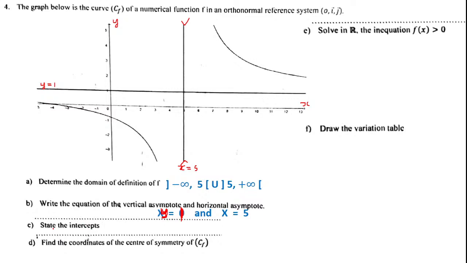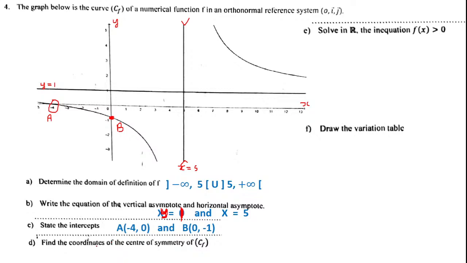Then here they say we should state the intercepts. So let us look at the intercepts. The intercepts are the points where the curve crosses the coordinate axis. We have this point at -4. Let us call it the point A. So it crosses when x is equal to -4 and y is 0. They equally cross at this point where x is 0 and y is -1. Let us call it B. So what will be our intercepts? Our intercepts here will be the points A(-4, 0) and B(0, -1).